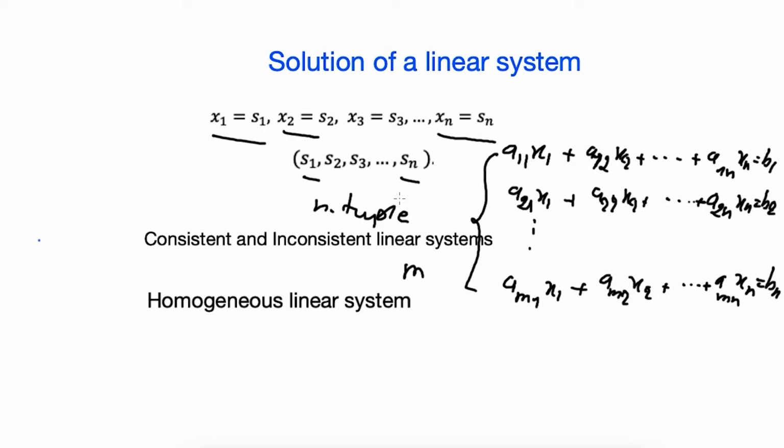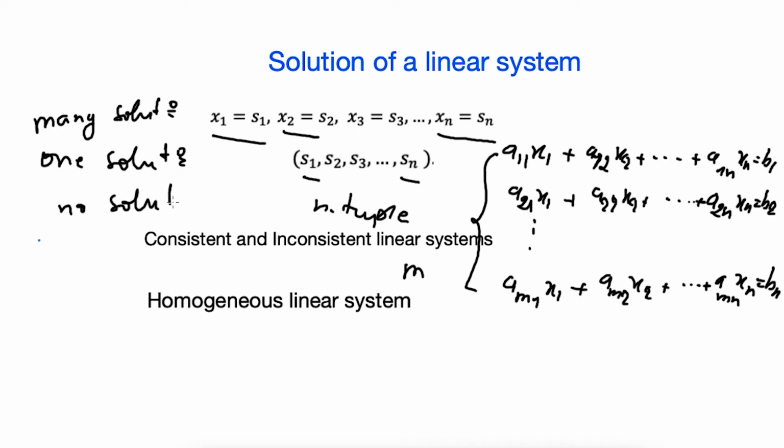And the linear system may have many solutions, or it may have just one solution, and it may even not have any solution. If the system has at least one solution, we call it a consistent system, and it is inconsistent if it has no solution.